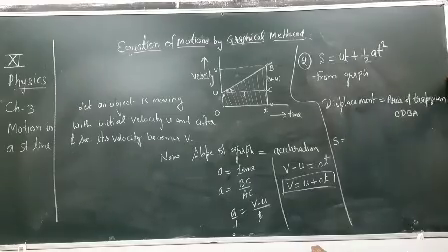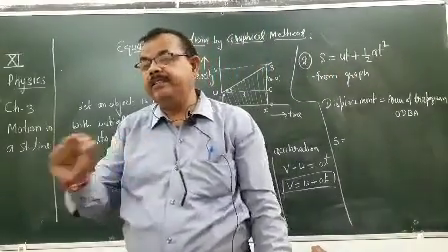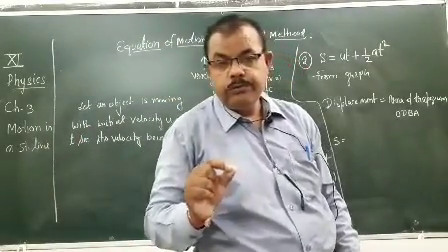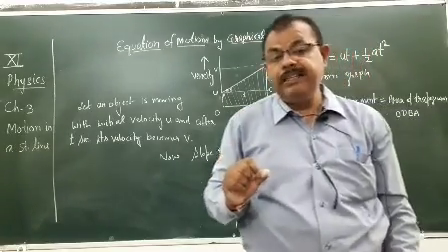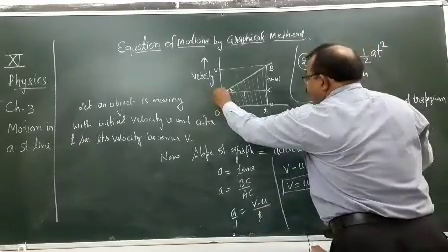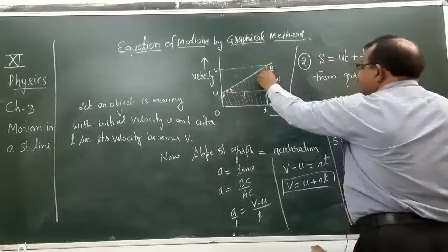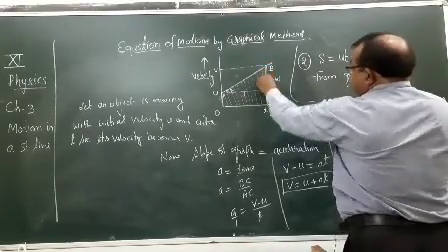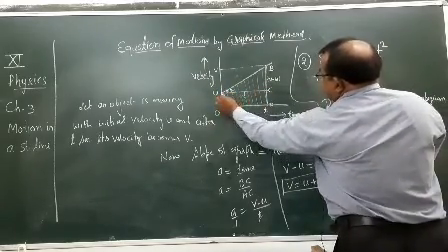Now what is the formula for finding the area of trapezium? Area of trapezium, yes, it is 1 by 2 in bracket sum of parallel sides into distance between them. So OA and BD, these are the parallel sides, BD and OA, and distance between them, this is the distance.